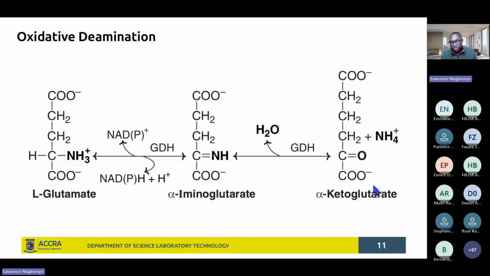So glutamate, after the amine group is removed from it, will form alpha ketoglutarate back. The reaction continues, the amine group is removed, and alpha ketoglutarate is formed. Now you may be wondering, why all of this, first transamination, and later why is the amine group being removed and all of that?